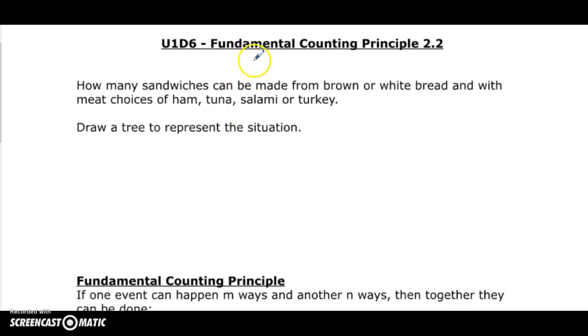Hi guys, a real quick video on the fundamental counting principle. We'll go through this real quick. We're going to make some sandwiches: brown or white bread, and you have ham, tuna, salami, or turkey.